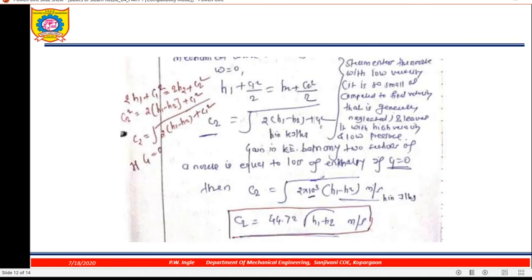This equation is very important: C2 equals 44.72 square root of H1 minus H2. In most problems, the velocity C2 might not be given, but enthalpy may be given, so you have to use the enthalpy. In some problems only steam pressures are given, so with the help of the steam table you can find the values of H1 and H2, and then calculate C2. So this ends the basics of the steam nozzle. Thank you.